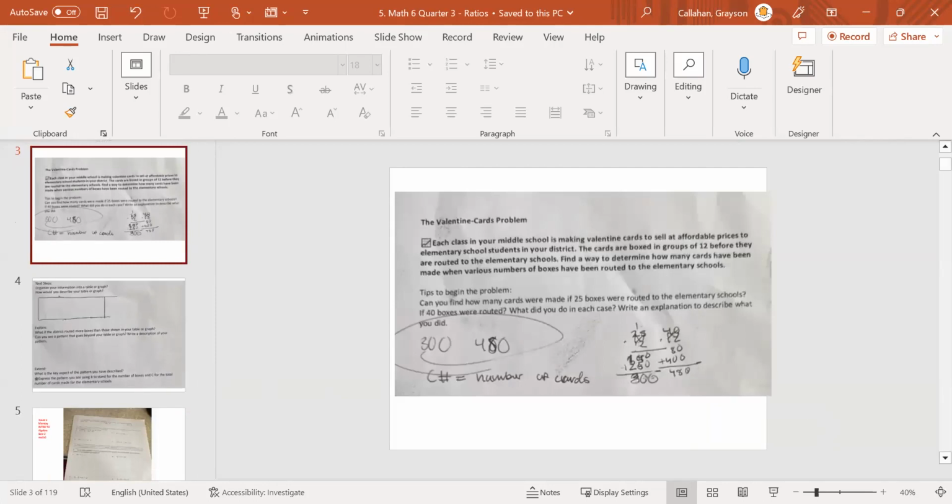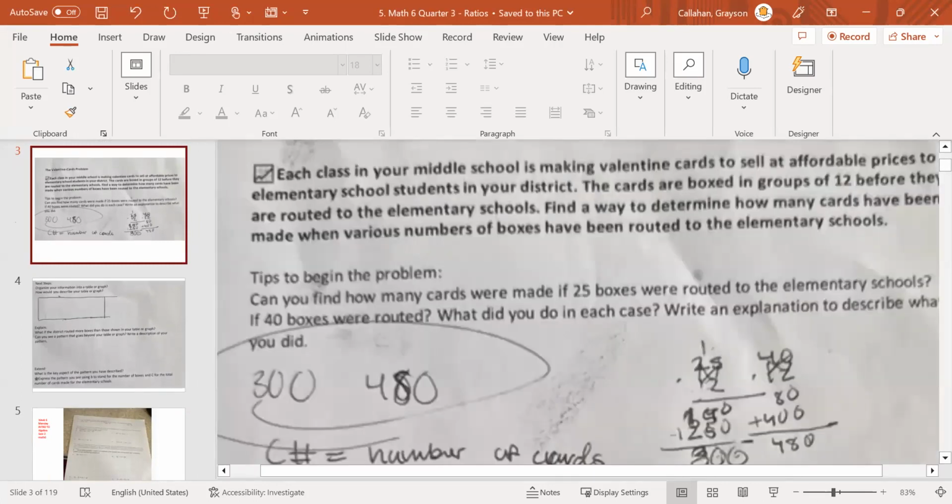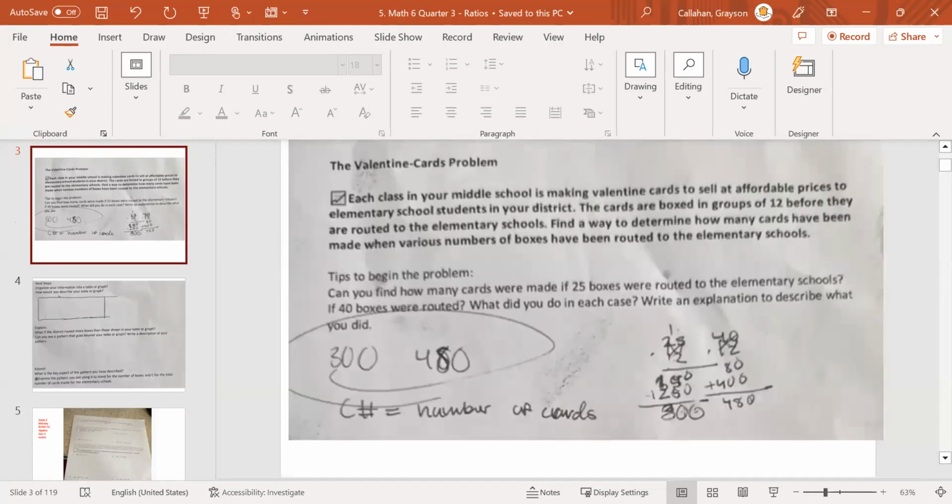Each class in your middle school is making Valentine's cards to sell at an affordable price to elementary school students in your district. The cards are boxed in groups of 12, so that's the first important information that you should go ahead and underline before they route to the elementary school. Find a way to determine how many cards have been made when various number of boxes have been routed to the elementary school. So each of the boxes contains 12 cards, okay?